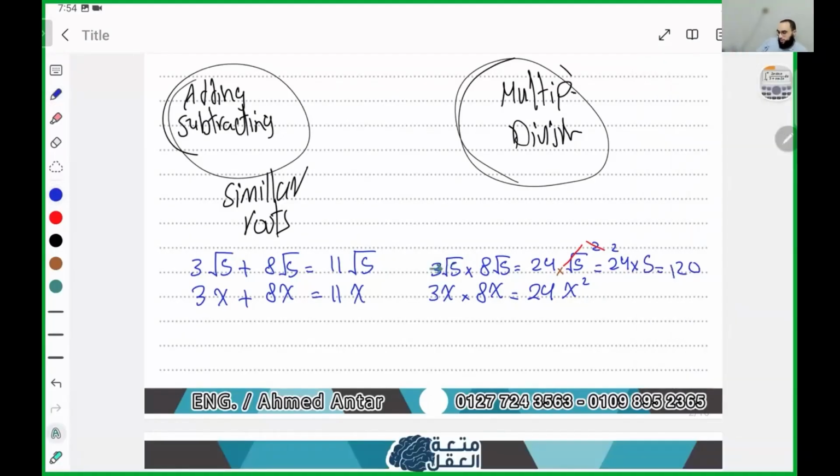Again, 3 times 8 is 24. Root 5 times root 5 equals root 5 squared, root 5 to the power of 2. So the root goes with the power, each one deletes the other. Then it's 24 times 5, which equals 120. And you can do it with the calculator. It's the same as doing 3x times 8x equals 24x squared.